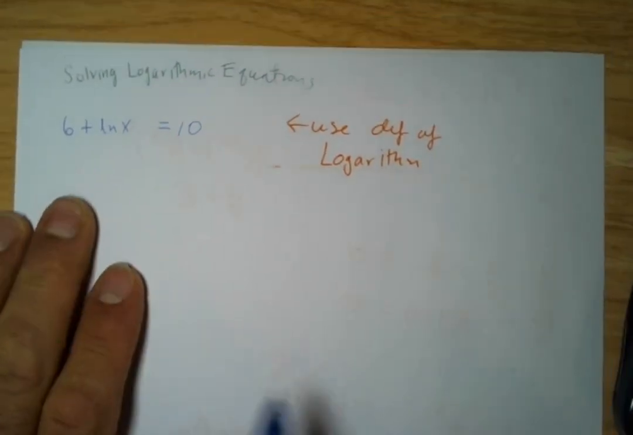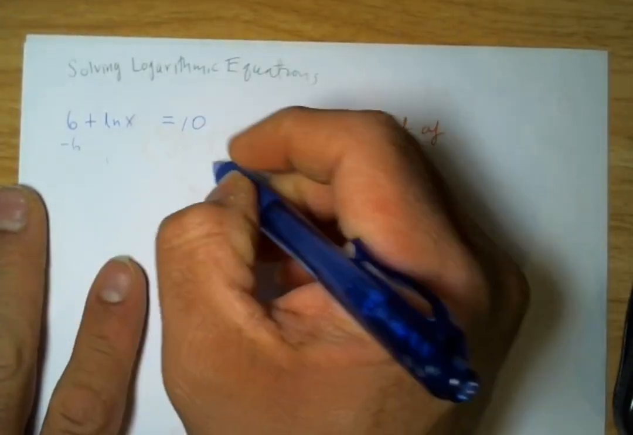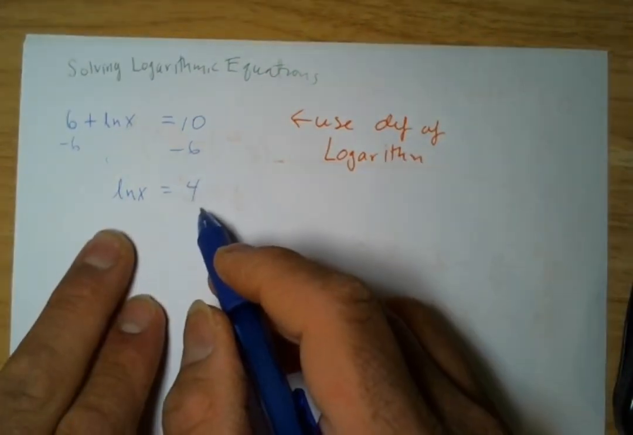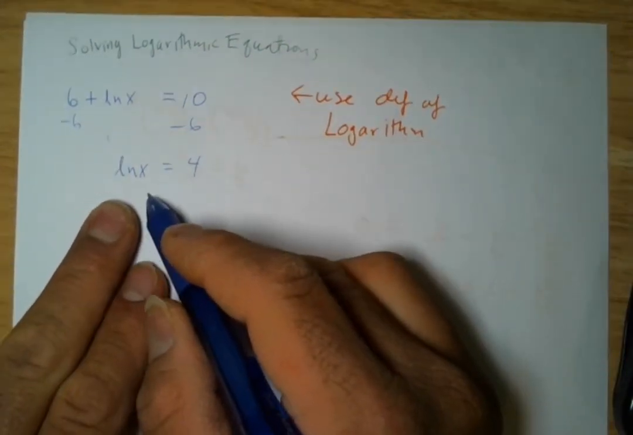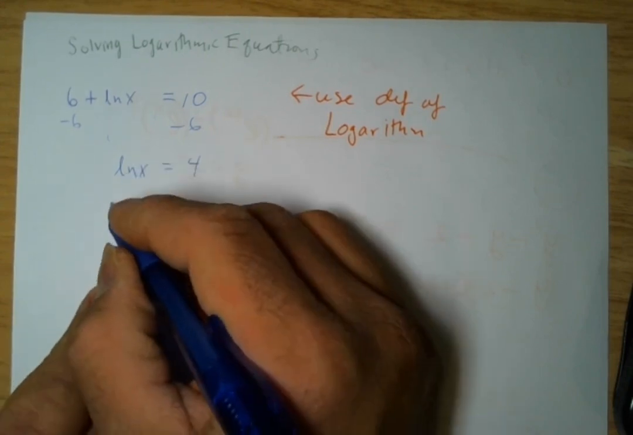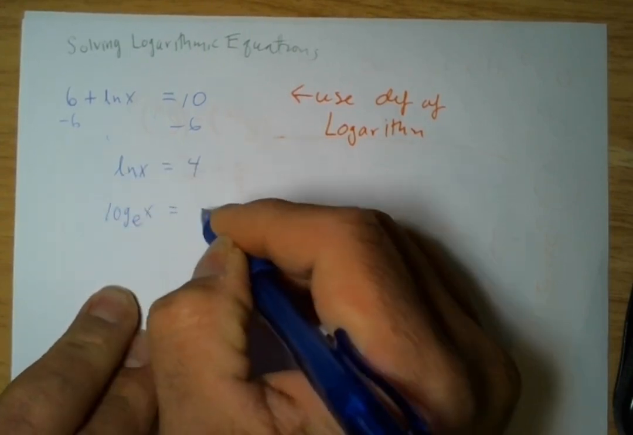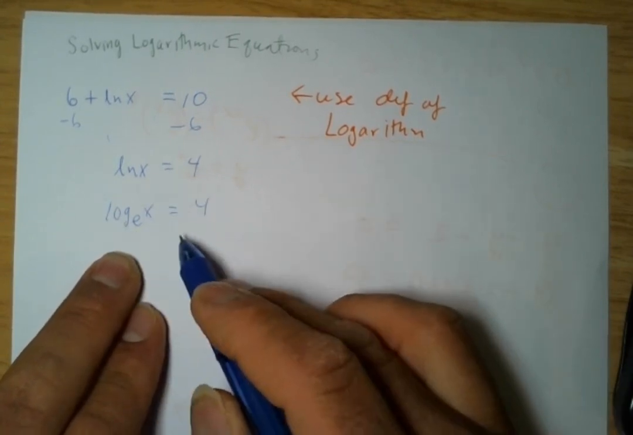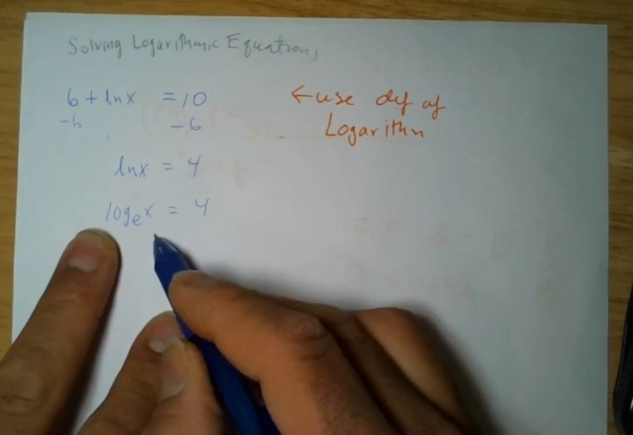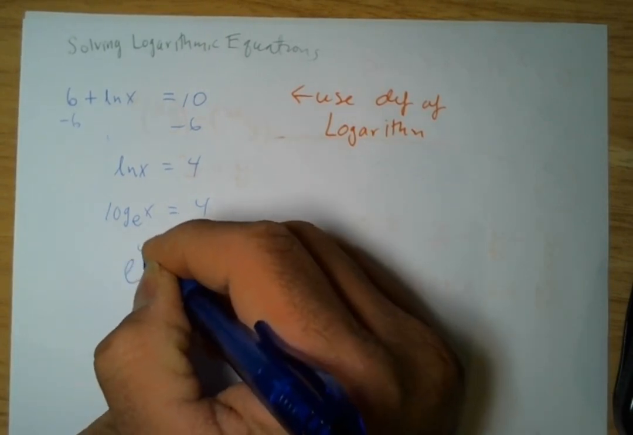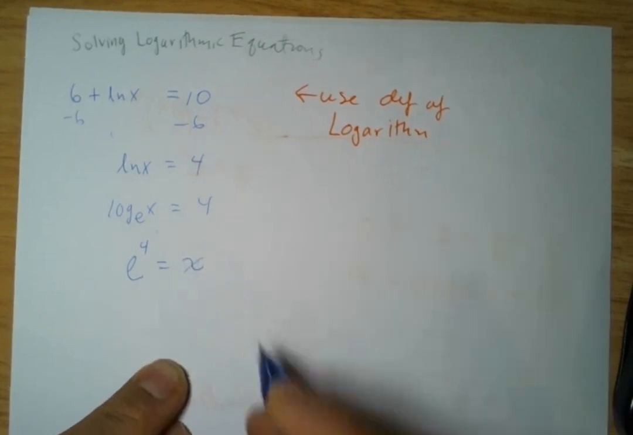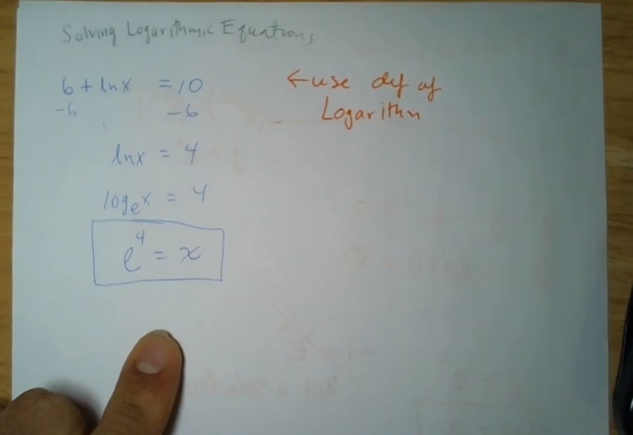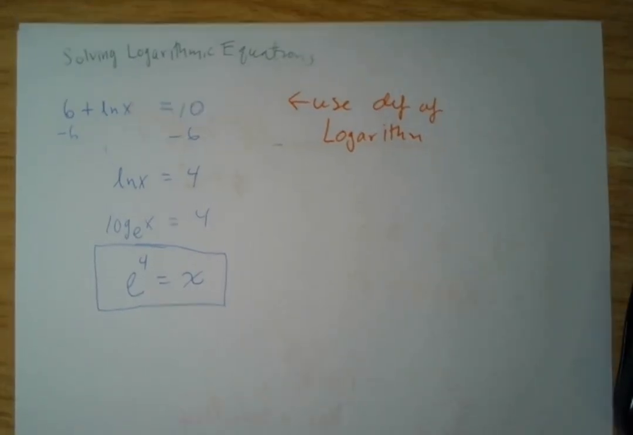But for something like this, my first step would be, let me subtract 6. Okay, so I've isolated the natural log. And again, remember this natural log means log base e of x is equal to 4. And using the definition of the log, remember the result of the logarithm is an exponent. So the way we can rewrite this is true because e to the 4th is equal to whatever that value is. So our solution is simply x is equal to e to the 4th.